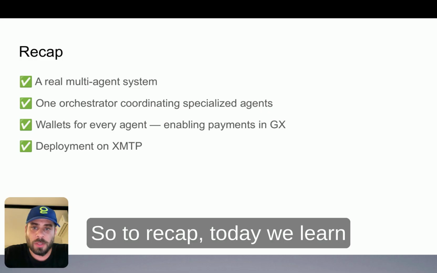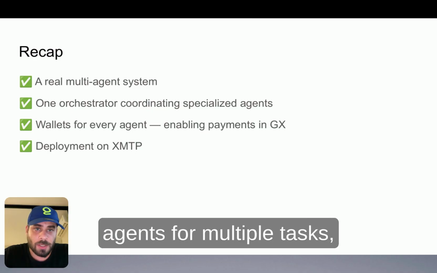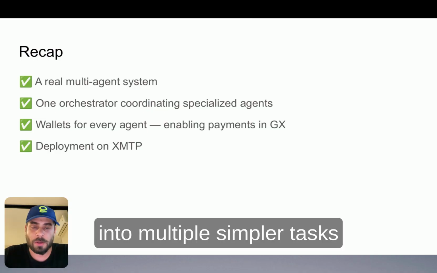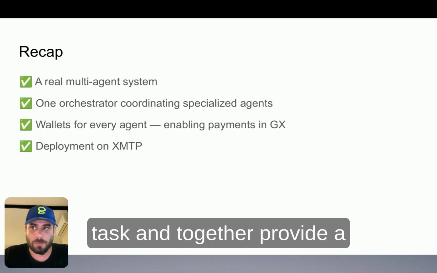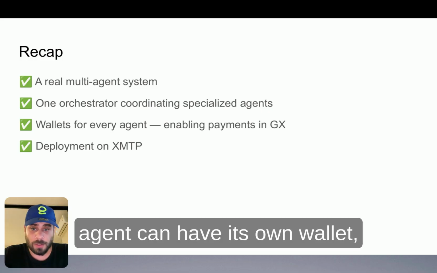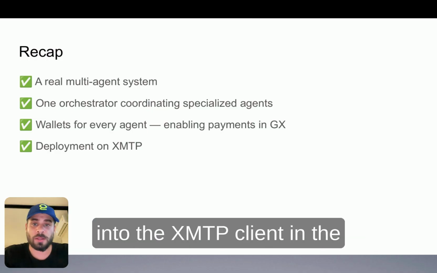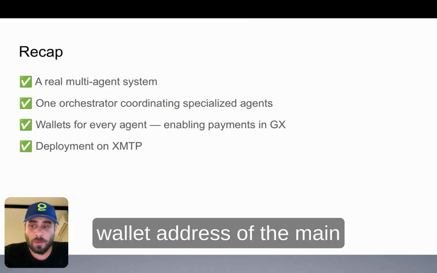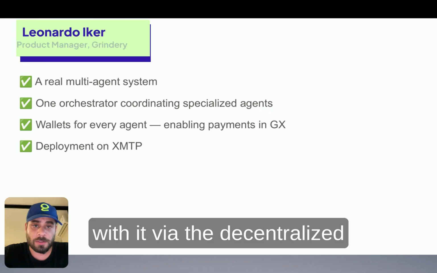So to recap, today we learned how a real multi-agent system would work with one orchestrator who is coordinating specialized agents for multiple tasks, breaking down a complex task into multiple simpler tasks for every agent to solve the task and together provide a better solution to the user. Then we showed how every agent can have its own wallet, enabling payments in GX, the currency of AI. And then we showed this running in the XMTP client in the chat. So we could use the wallet address of the main agent, which is the orchestrator, to communicate with it via the decentralized messaging protocol XMTP.